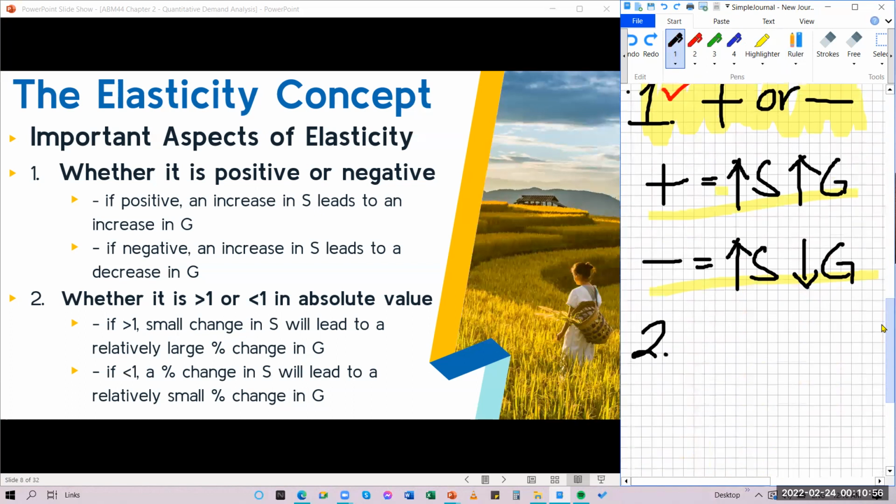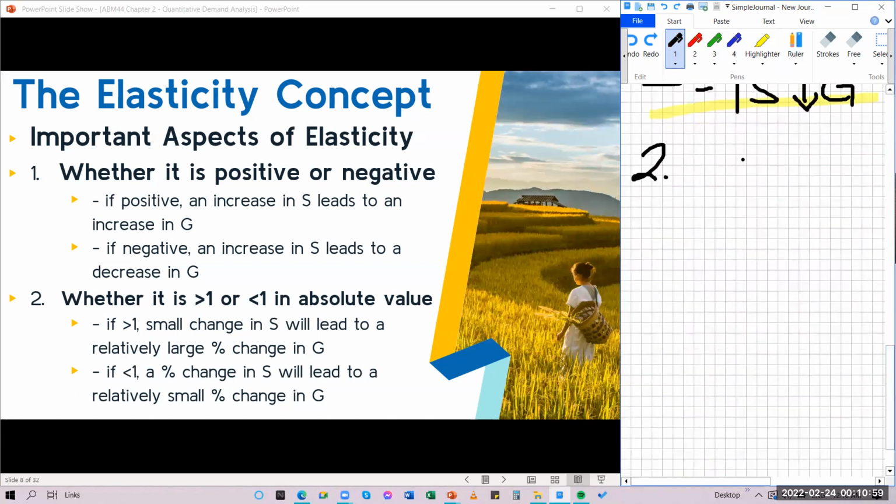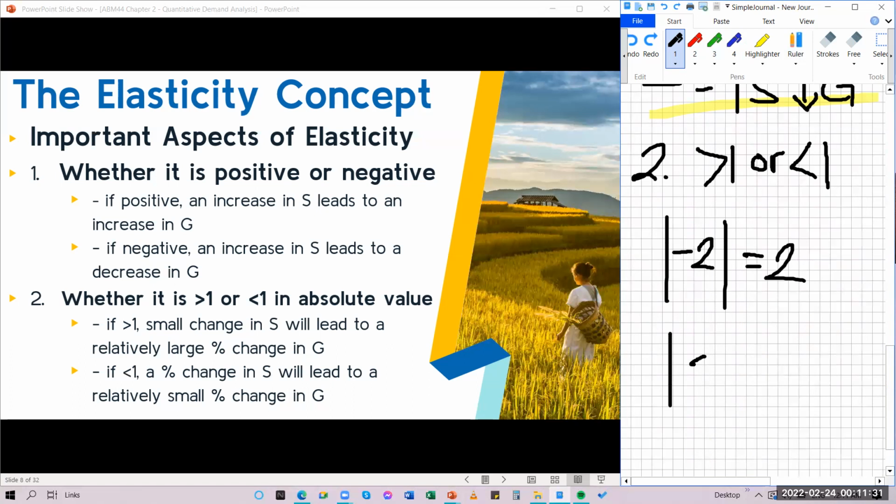So what would be the second aspect? The second aspect is whether it is greater than 1 or less than 1 in its absolute form. I hope you know what an absolute is. An absolute is the value regardless of the sign of a number. For example, I'll put negative 2. Absolute is denoted with two straight parallel lines, like this one. The absolute of negative 2 would be 2. The absolute of 2 is 2. So again, absolute is regardless of the sign.